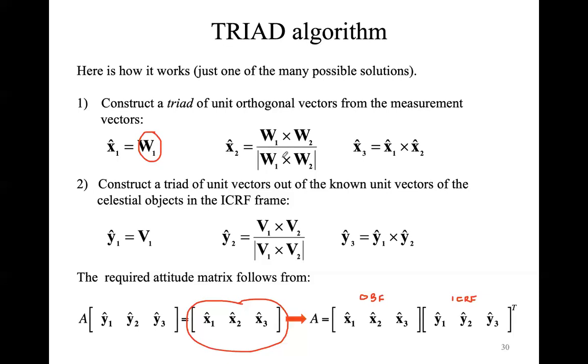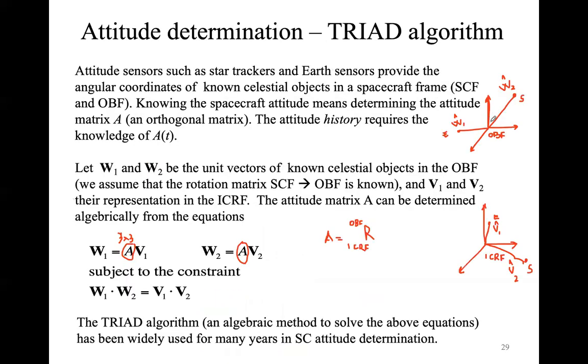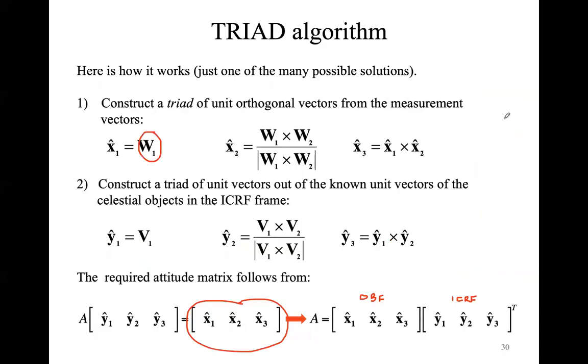No, but in this case they are orthogonal, because what you're doing here is that you have W1. Afterwards, you take the cross product of W1 and W2. So basically you are constructing a vector in this direction, for example. So you are doing an orthonormal triad. This would be X2. And you do X3 as the cross product of these two. So you are doing that.